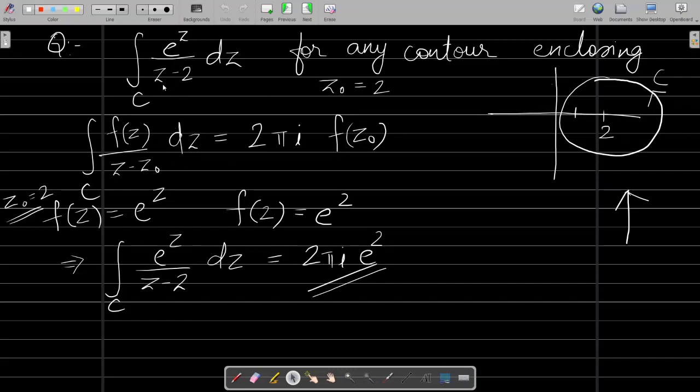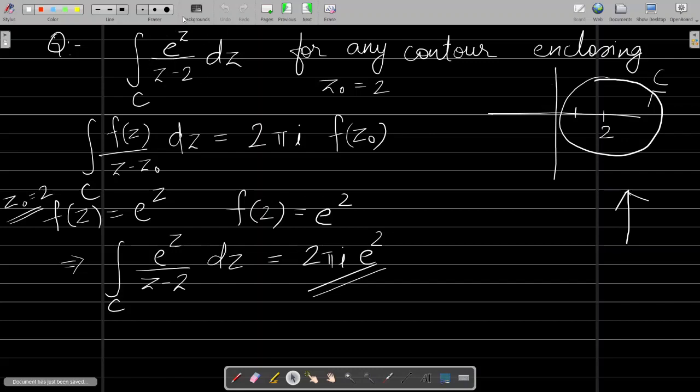Now comparing this with the given question, f of z is e raised to z, and in place of z minus z naught we have z minus 2. That is, z naught is equal to 2 and f of z is equal to e raised to z. So f of 2 will be e square. So using the formula, it is 2 pi i into f of 2, that is 2 pi i into e square. So integral over C e raised to z by z minus 2 dz is 2 pi i into e square. Now I'll repeat it once more.